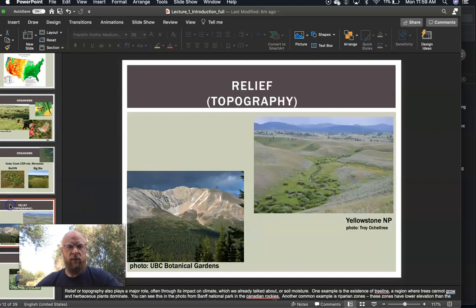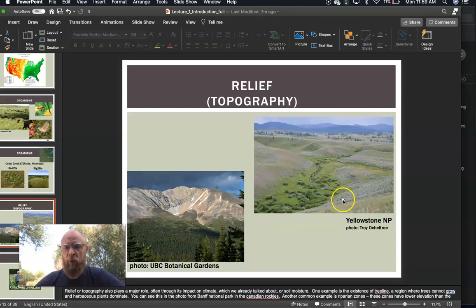Okay, then another factor is relief or topography. You can use either term and you would get credit for both. But certainly here are some pictures looking at how the topography of the landscape changes, and you can actually see changes in the vegetation that coincide with the topography.